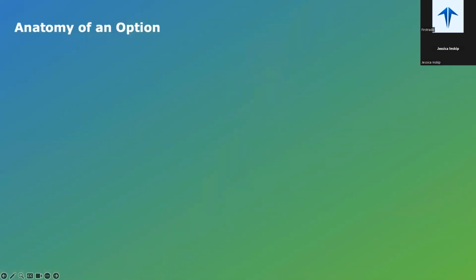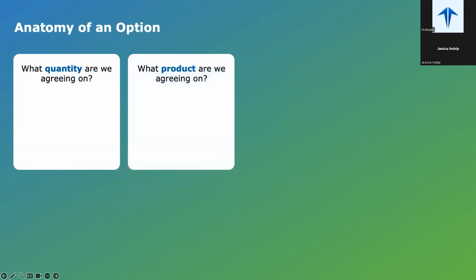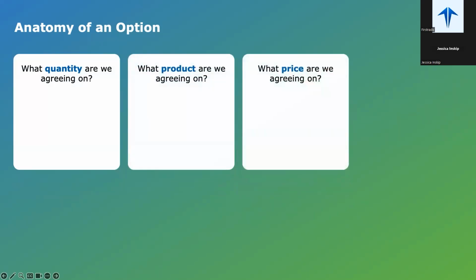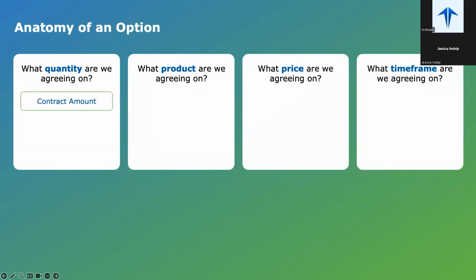So let's talk about the anatomy of an option. Just like we have any type of contract, this is what comprises the terms of that contract. We always ask, what quantity are we agreeing on? What product are we agreeing on? What price and what time frame? These are all questions that are answered within the legal terms of that contract. The quantity is simply the contract amount.